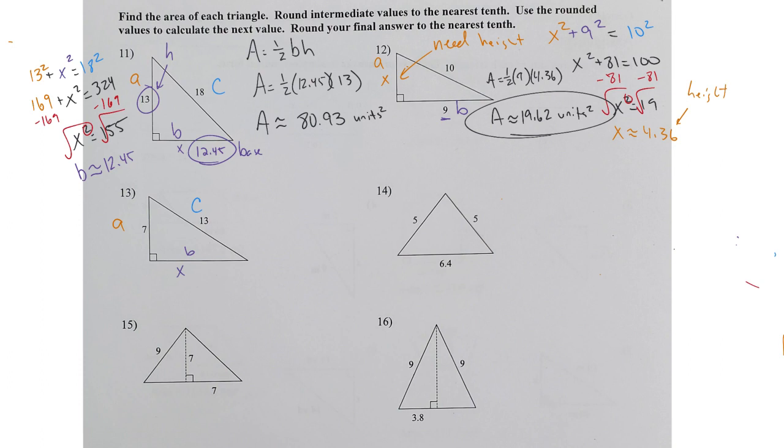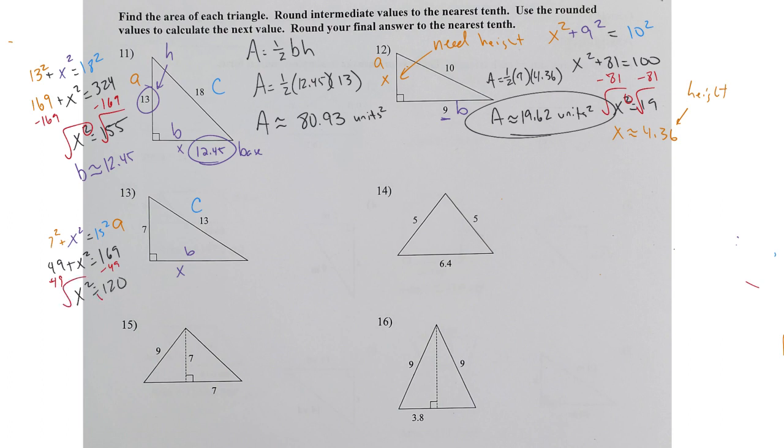I'm going to say 7 squared plus x squared equals 13 squared. 7 squared is 49, so I have 49 plus x squared equals 169. So I'm going to subtract 49 from both sides. I'm going to have x squared equals 120.